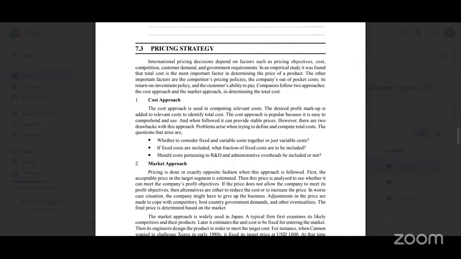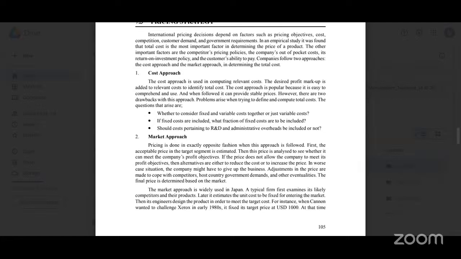So the total cost is the most important factor in determining the price of a product. The other important factors are the competitors' pricing policies, the company's out of pocket costs, its return on investment policy, and the customer's ability to pay the price that we are trying to charge. So, companies follow two approaches when they are determining the total cost. First is called the cost approach, and second is called the market approach.